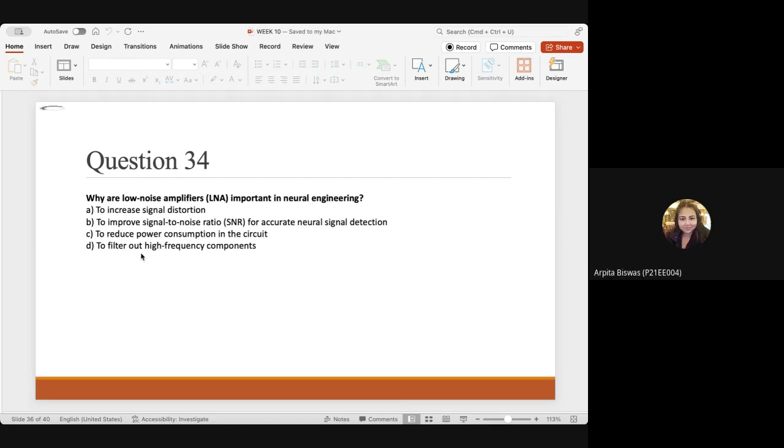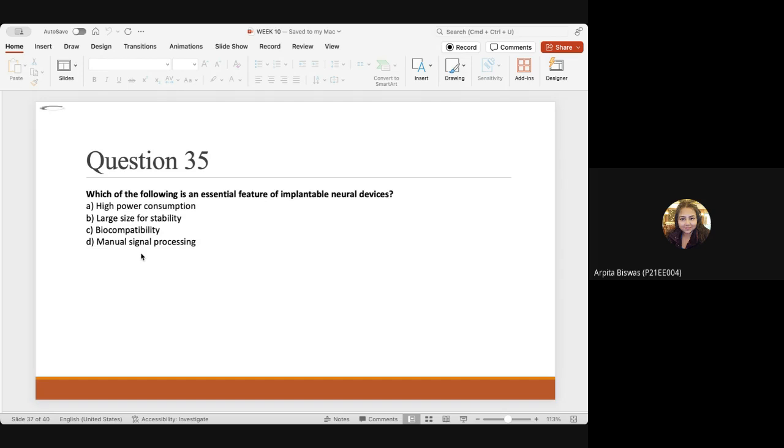Then question number 34. Why is low noise amplification important in neural engineering? First option is increases the signal distortion. Option B is to improve the signal to noise ratio for accurate neural signal detection. Option C, to reduce the power consumption in the circuit. And option D is to filter out the high frequency component. Option D, ma'am. Sorry, which option? Option D, ma'am. Yes, option B, to improve the signal to noise ratio for accurate neural signal detection.